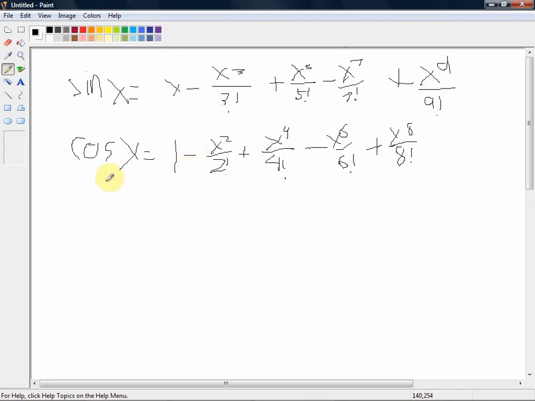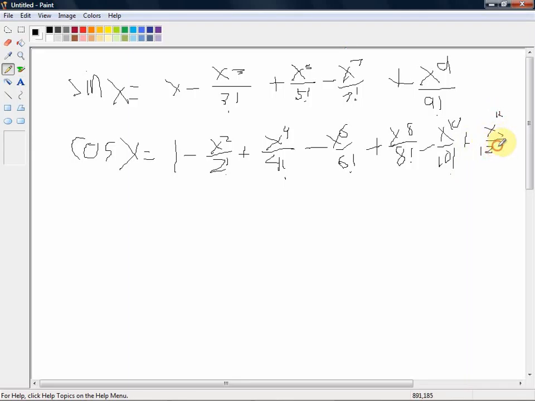Alright, the next part is to differentiate the Maclaurin polynomial of degree 6 for cosine of x and compare the result with the Maclaurin polynomial of degree 5 of sine of x. Alright, so let's write out some more terms. Plus, oh, that's not a plus. I need to erase this right here. And then minus x to the 10th over 10 factorial plus x to the 12th over 12 factorial.